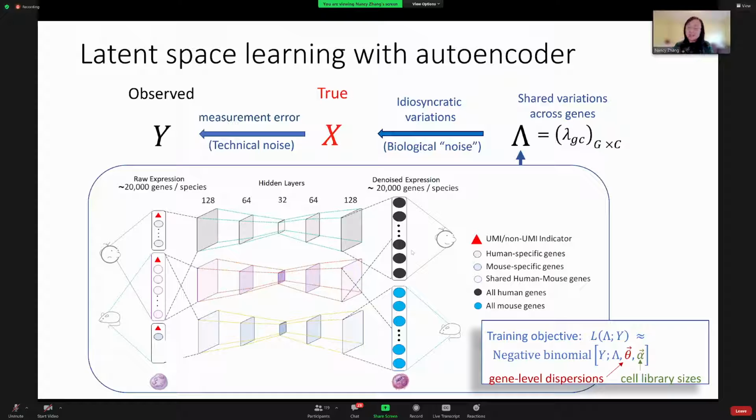We actually have a specific error model for the data, so why not use that? Our training objective is the negative binomial likelihood, that is, the log likelihood function of the negative binomial with gene-specific dispersions and cell-specific library sizes. The gene-specific dispersions are estimated by maximum likelihood from the data.